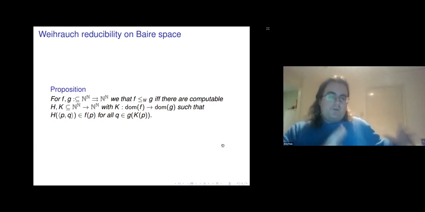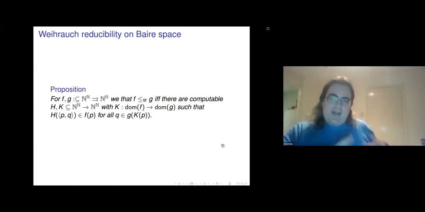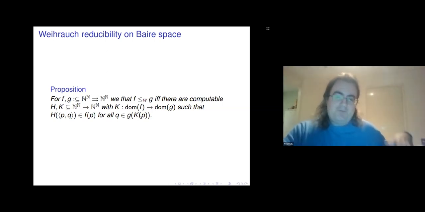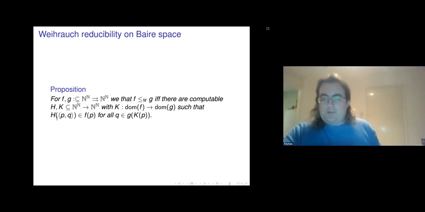For sort of if you're just asking what the structure of the Weihrauch degrees looks like, it's enough to only consider multivalued functions defined on Baire space, because each Weihrauch degree has a representative of that form, and there we get a slightly simpler definition. We again have our two computable functions. K has to be able to map each valid input for F to some valid input for G. And then if we're pairing an input P for F with some Q that G may return if we feed it K of P, H always needs to produce some output there, and that has to be a solution for F on that instance P.